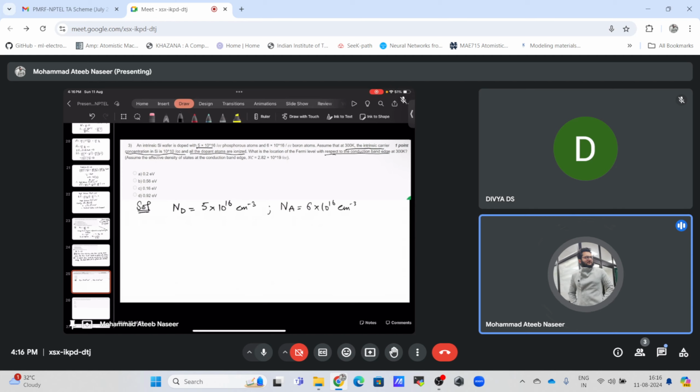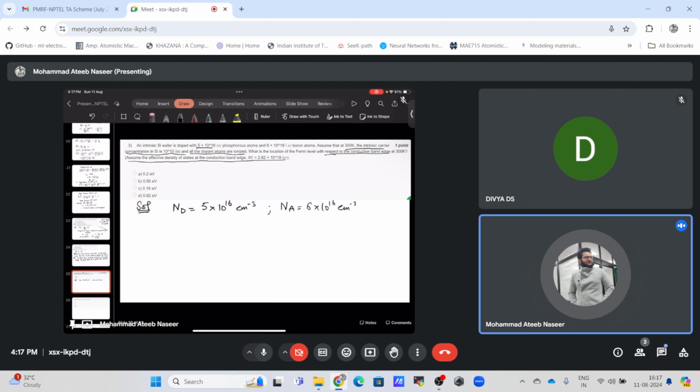at 300 Kelvin, and we have to assume the effective density of states at the conduction band edge to be given by this value Nc. So basically, actually, the density of states at the conduction band edge shouldn't be like this. The carrier concentration at that point should be 0.